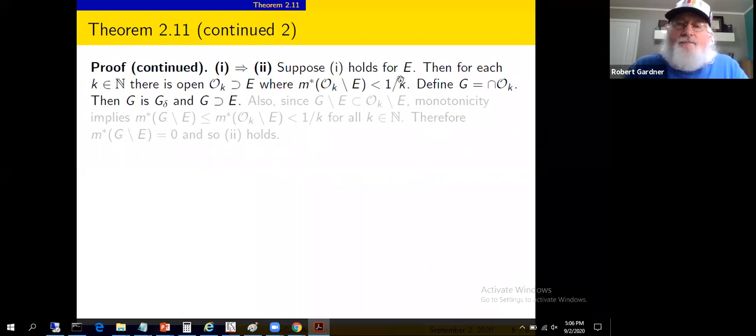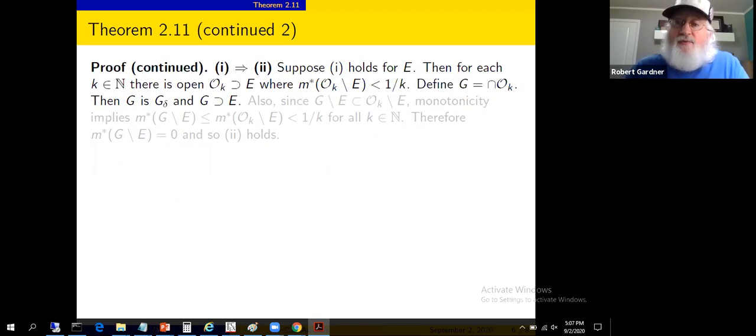Suppose 1 holds. So E can be covered with an open set such that the set difference can be made as small as you like. All right, for K a natural number, so here comes the countable part, there's an open set, O sub K, containing set E, such that the outer measure of O sub K minus E can be made less than, you tell me, epsilon. All right, telling you 1 over K. So we'll take epsilon equals 1 over K and find an open set O sub K satisfying this. Can be done for every natural number K.